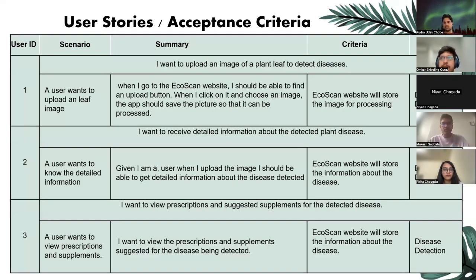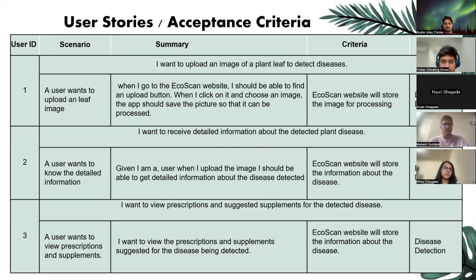Hello everyone, this is Mukesh Sudala and I'm here to explain the acceptance criteria of our project. Here we can see a few case scenarios with their criteria and the features in our project. Here is one of the case scenarios where the user wants to upload a leaf image. When he wants to upload the leaf image, our EcoScan website will be able to store the image for processing and detect the disease, and this comes under the disease detection feature.